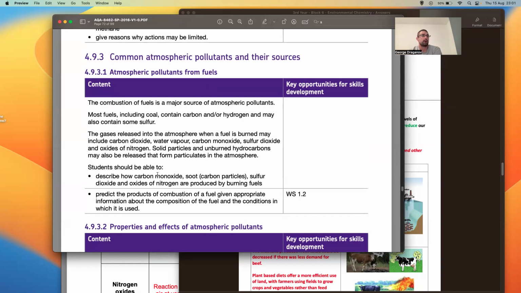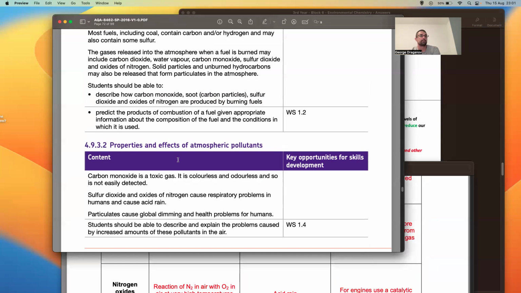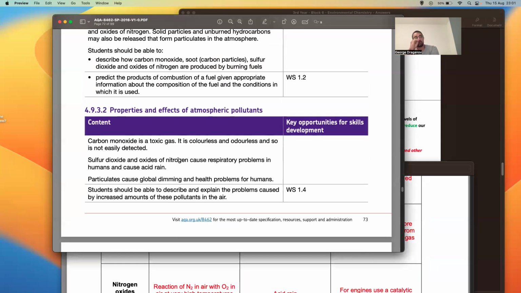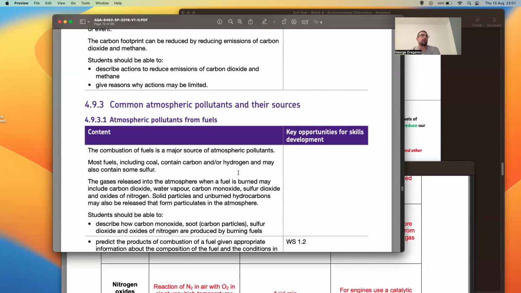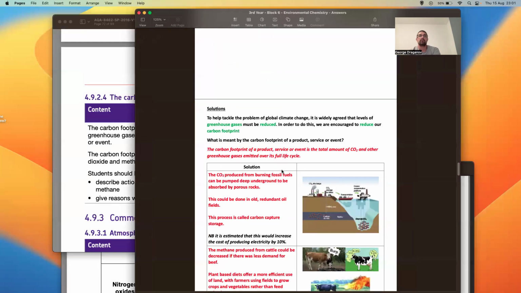Okay, describe how CO, soot or carbon particulates, sulfur dioxide and NO is produced. Okay, and predict the products of the combustion of a fuel. So I've already gone over this at the beginning when I showed you this table here. So review that. I've already talked about carbon monoxide in the alkanes lesson, and I've talked about it today. And we've talked about global dimming. So really the only thing left to do is this one here. So if we just look here, solutions.